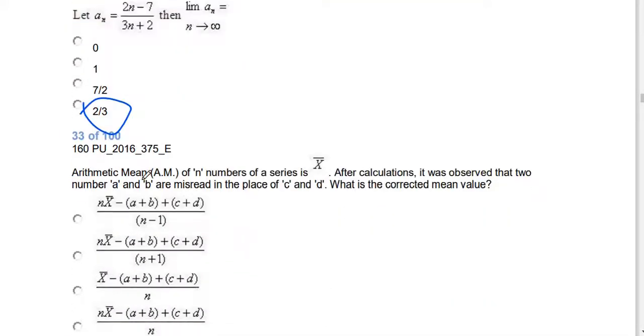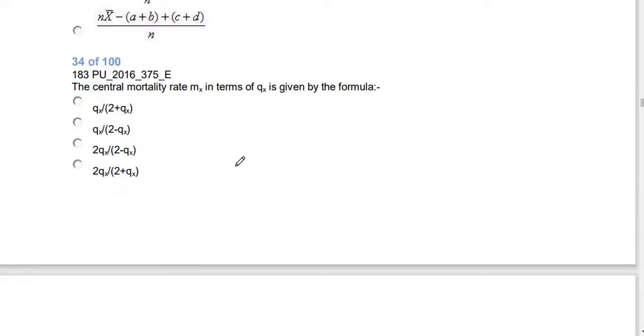Arithmetic mean of n natural numbers is x bar. Then after calculation, it was observed that two numbers are wrong. This is simple, you can calculate it. Yes, this is a mortality question.